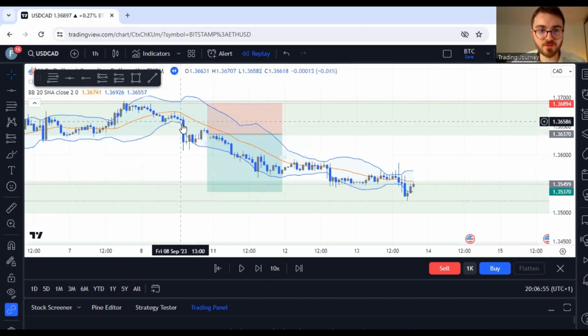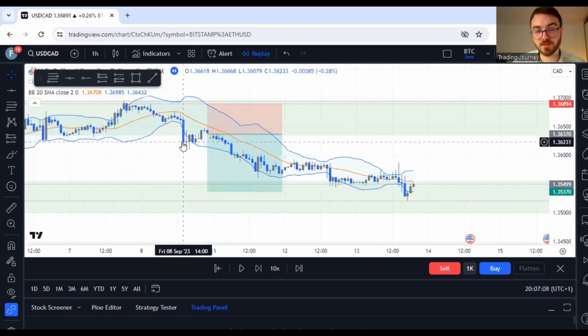And in this case, we have this very big bearish candle that is showing the market has momentum, and this is confirmed by our Bollinger Bands because we even break the Bollinger Bands. So that's quite a strong signal.